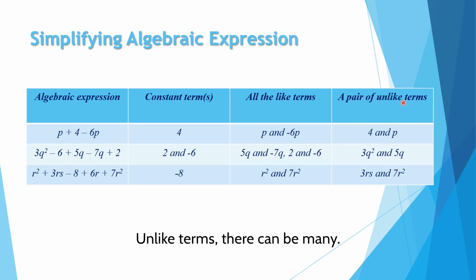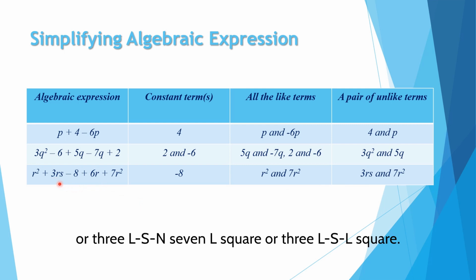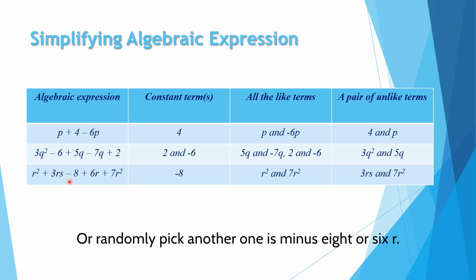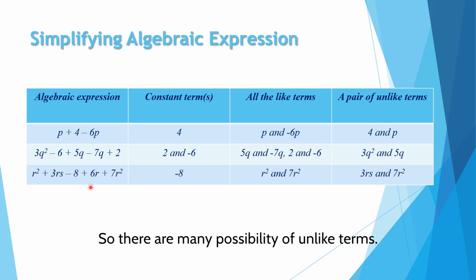Unlike terms, there can be many. Here we just raise one example: 3rs and 7r squared, or 3rs and r squared, or randomly pick another one, minus 8 and 6r. So there are many possibilities of unlike terms.